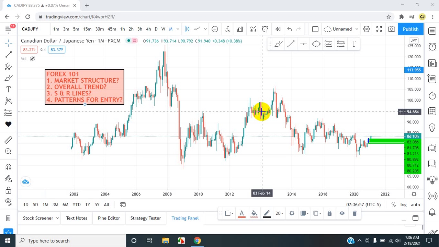Let's get back up to business. Alright guys, let's check out the market. Let's see what's going on. We are checking out CAD JPY.